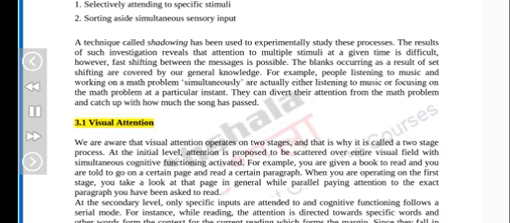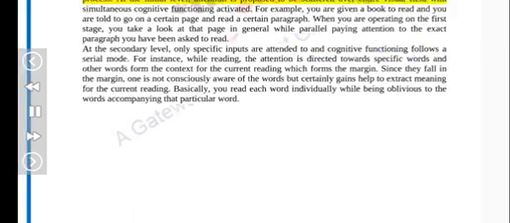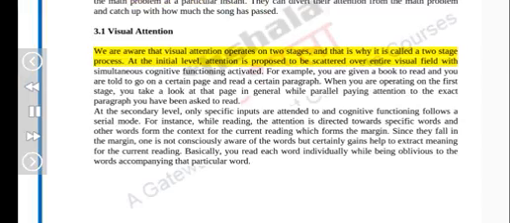3.1 Visual attention. We are aware that visual attention operates on two stages, and that is why it is called a two-stage process. At the initial level, attention is proposed to be scattered over the entire visual field with simultaneous cognitive functioning activated. For example, you are given a book to read and you are told to go to a certain page and read a certain paragraph. When you are operating on the first stage, you take a look at that page in general while parallelly paying attention to the exact paragraph you have been asked to read.